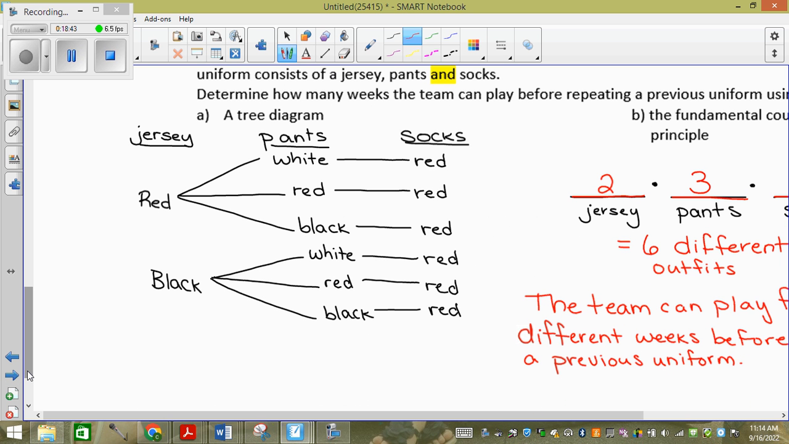So let's go here. How many of these are color rush outfits? How many of the 6? Just 1. We only have red socks, correct? So the only color rush outfit is going to be the red, red, red one, which is this one here. So how many is that for probability? 1 out of 6.